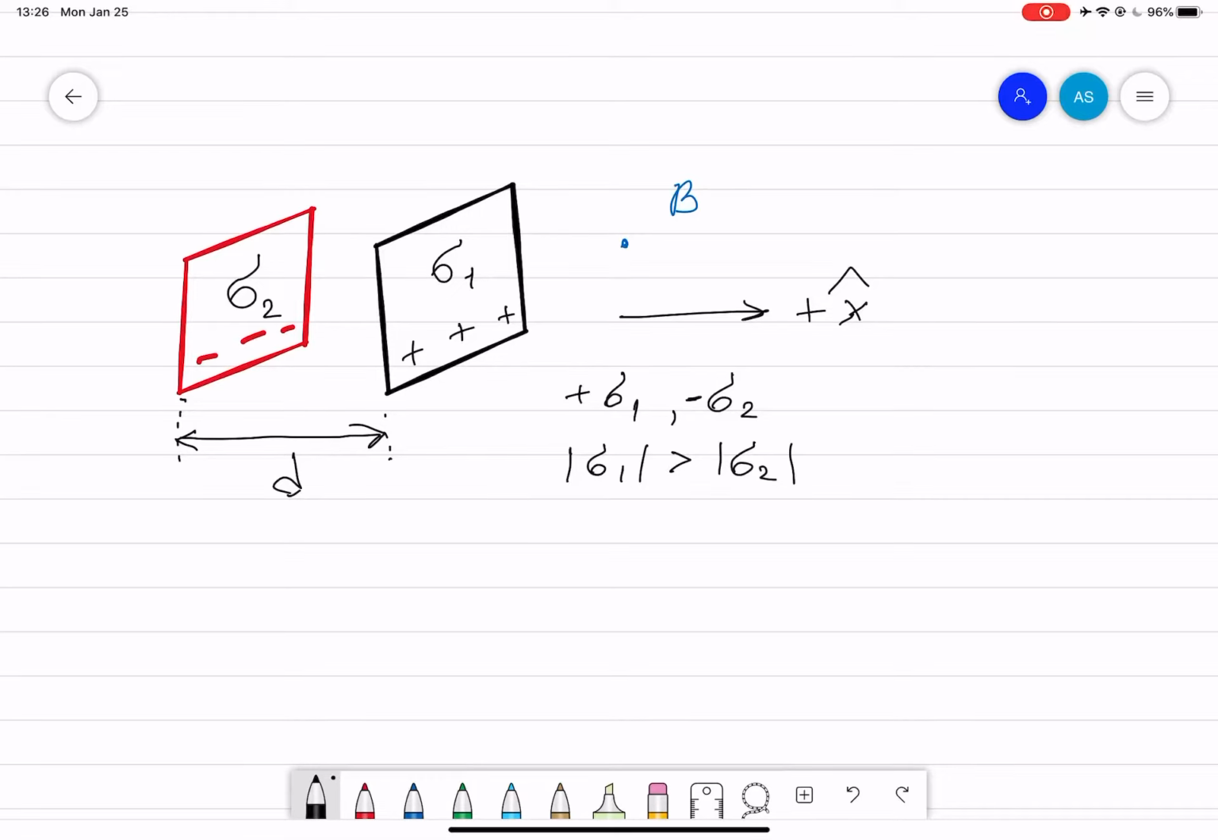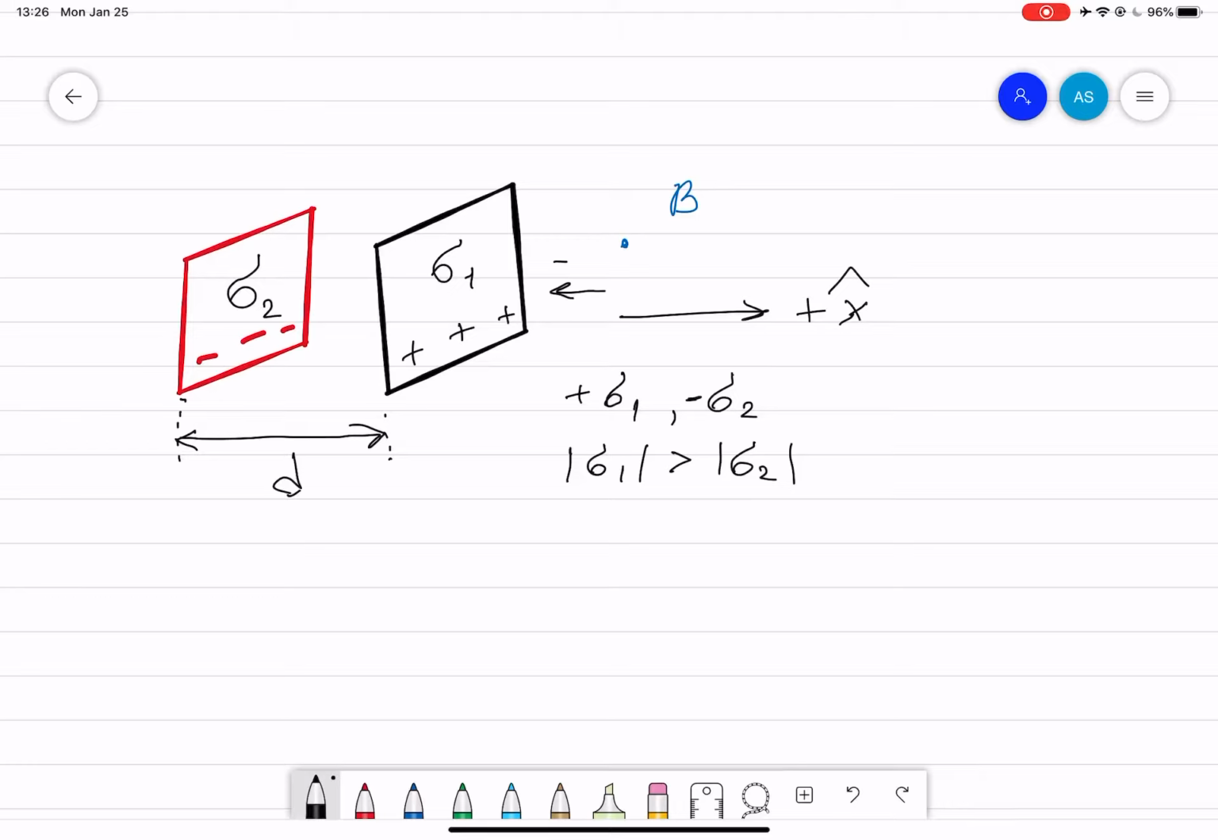Here we have two conducting sheets. One of them was charged positively, the other one charged negatively, and we have charge per unit area, which is sigma 1, positively charged, and sigma 2, negatively charged. If you compare the magnitudes, you can see that sigma 1 is greater than sigma 2. Whatever is pointing to the right side will be positive, and whatever is pointing to the left side will be a negative electric field.